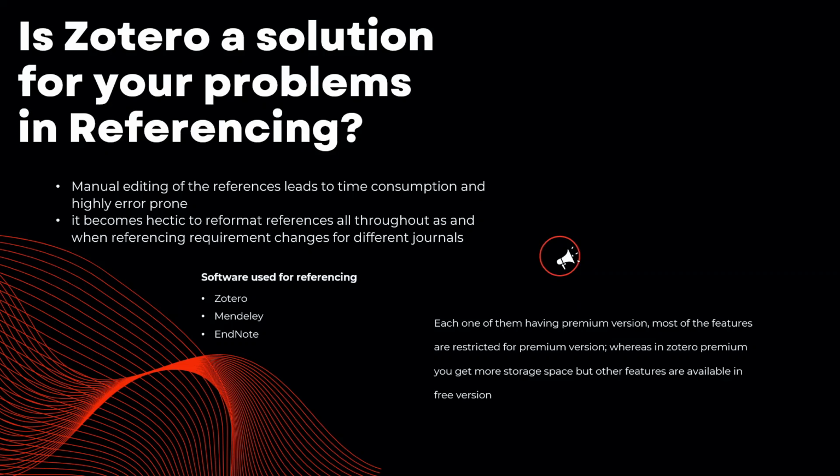Today we have an exciting tutorial lined up for you as we delve into the world of efficient referencing and in-text citation using Zotero. I won't say Zotero is the only one. There are many other software like Mendeley, EndNote, but each one of them has a premium version and most of the features are restricted for the premium version. Whereas in Zotero Premium, you get more storage space, but other features are available in the free version.